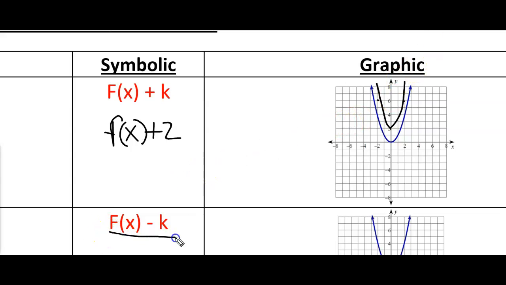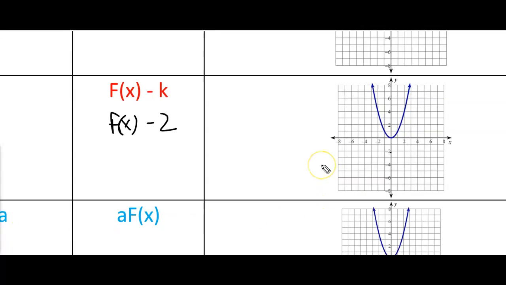Well, let's go ahead and take a look at the next one. Let's suppose I subtract 2. That means every point on my curve is going to go down by 2 spaces. So something like this. It just moves the whole shape down. So if you add a number on the outside, it shifts it up, translates it up. If you subtract a number on the outside, it shifts it down. Look at the next one here.